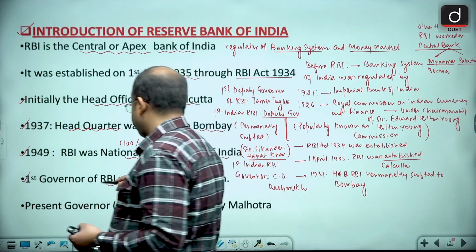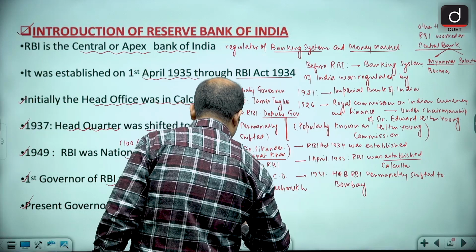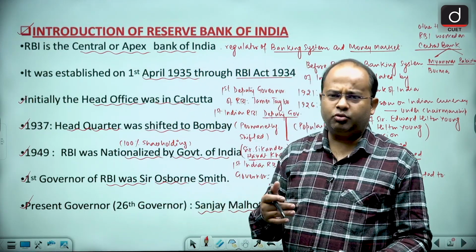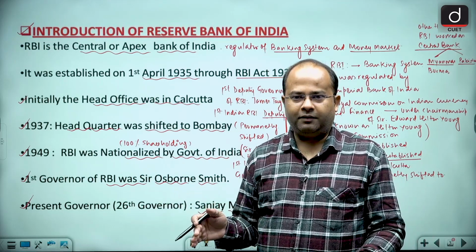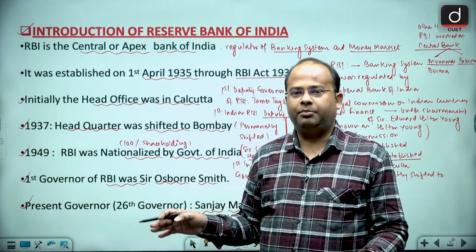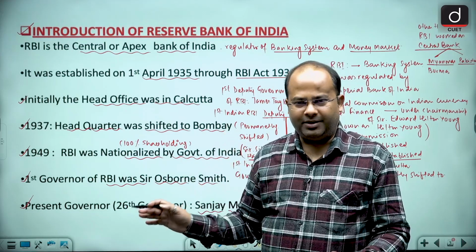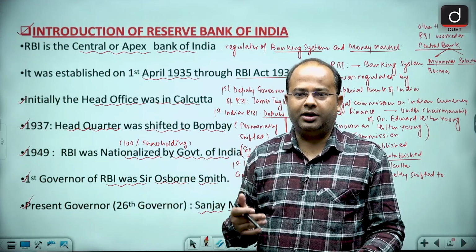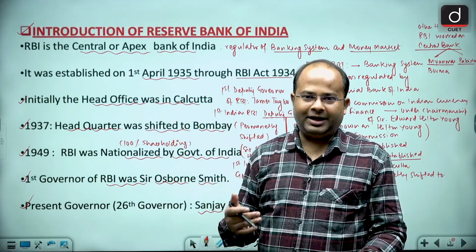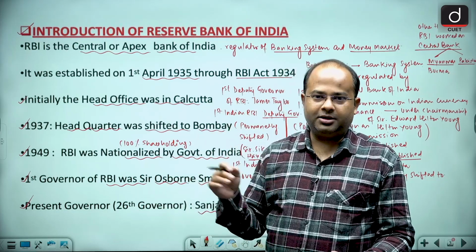Other than this, the present RBI Governor is the 26th RBI Governor, Mr. Sanjay Malhotra, and he is newly appointed. That means he was appointed in December 2024 by Government of India for a period of 3 years. The term of the governor can also be extended by Government of India. So Government of India can increase the term of governor.